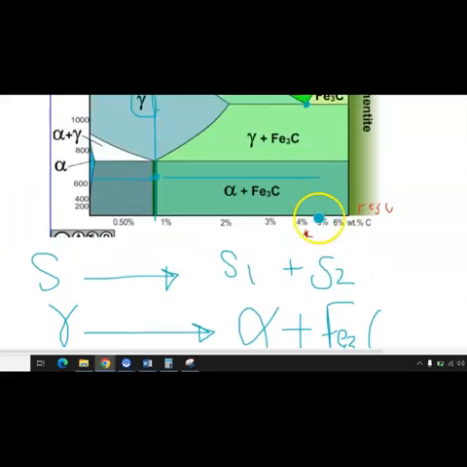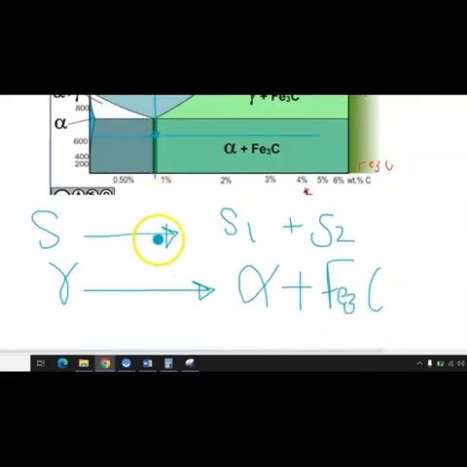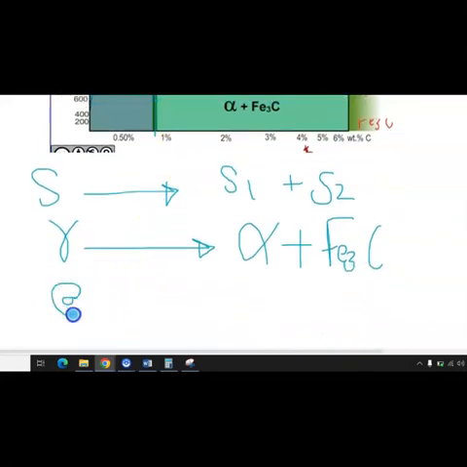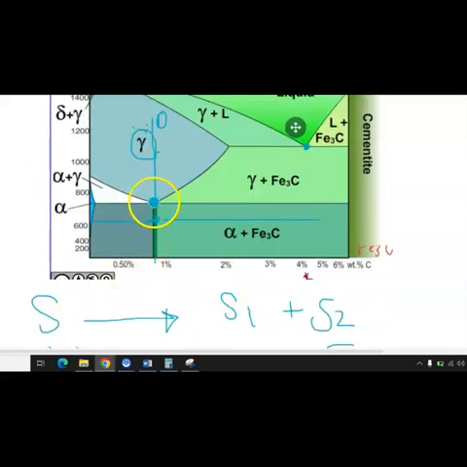And where does this happen? This happens at 0.8% carbon, and at 723 degrees centigrade. See, 0.8% carbon, 723 degrees centigrade.